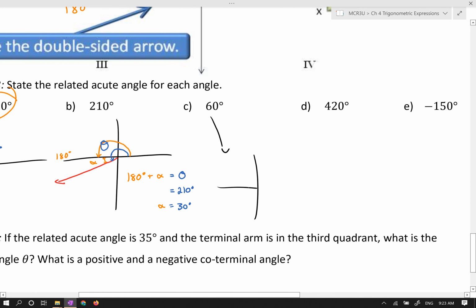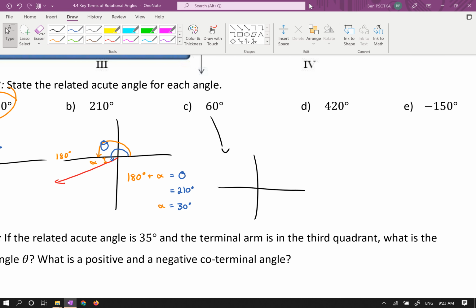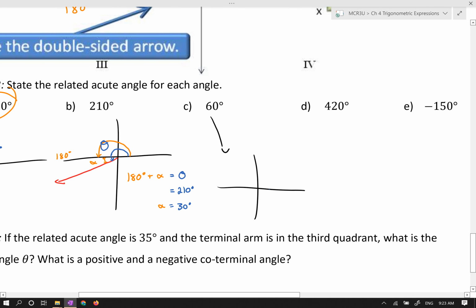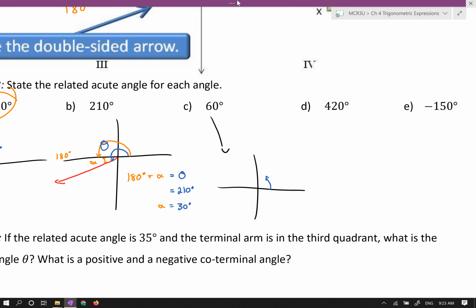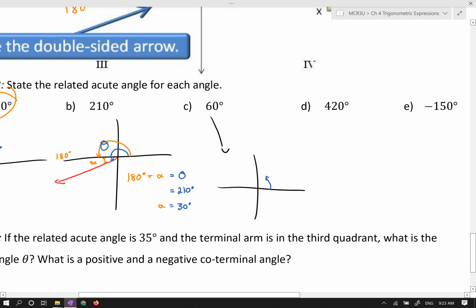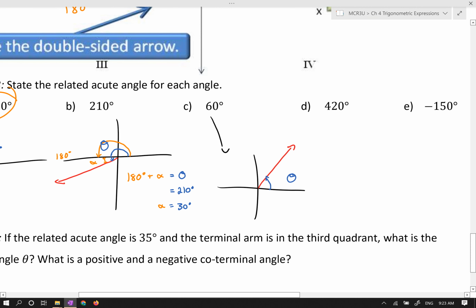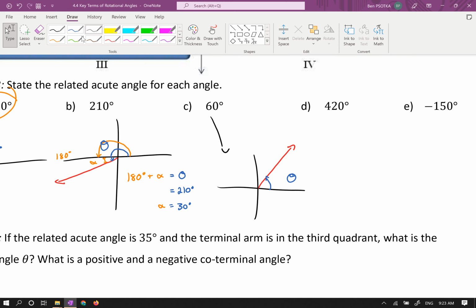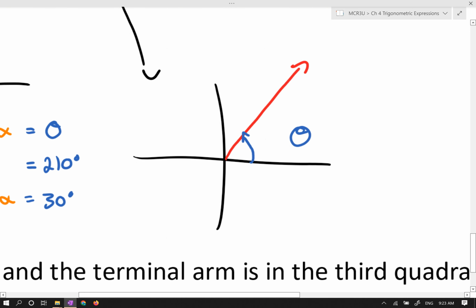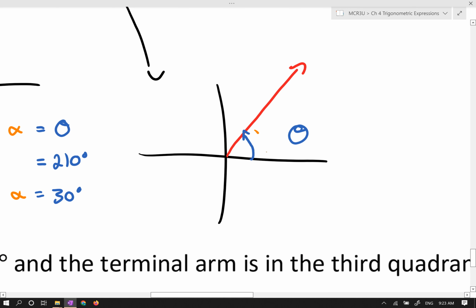Okay, so with 60 degrees, we know 60 degrees lies in the first quadrant. How do I know that? Because 60 degrees is less than 90 degrees. So I know I'm working with something like this. I need a terminal arm. There we go. I have my angle theta. Now, again, my related acute angle is always sketched in between my terminal arm and the closest x-axis. So let's sketch the two options here. I know I could be working over here, or I could be working with a related acute angle over there. I find the smallest orange arrow that I just sketched, so that means I'm working over here.